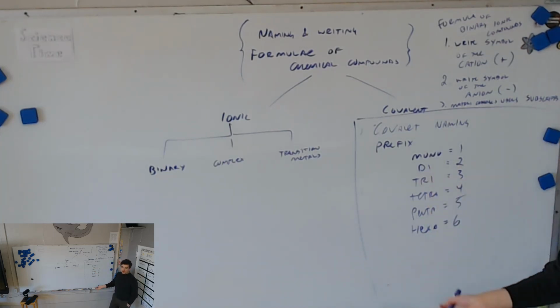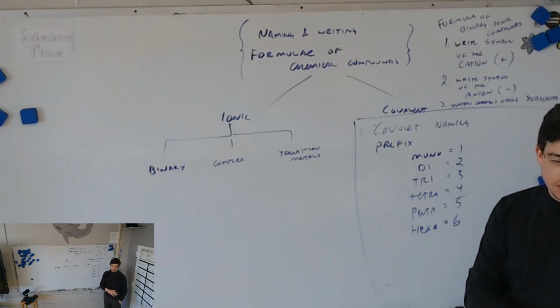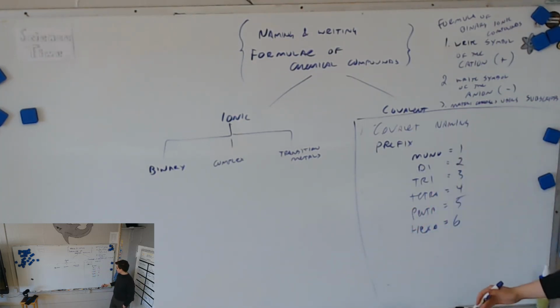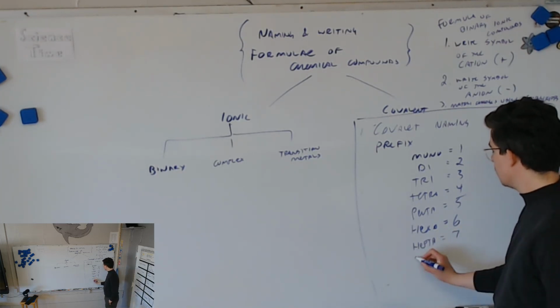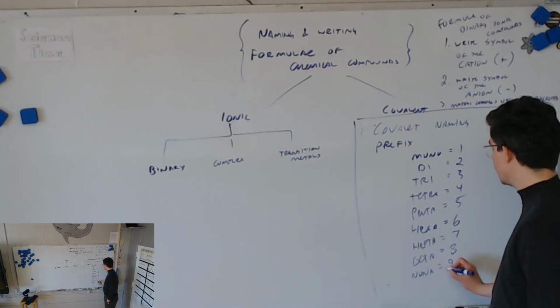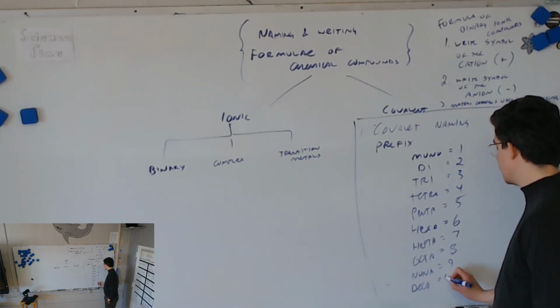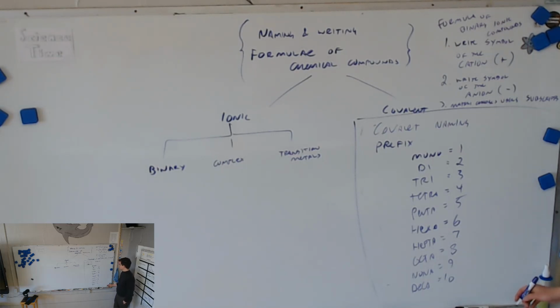Bi is the Latin prefix for two. Di is the Greek prefix for two, and these are all Greek prefixes. Anyway, hexa, hepta is seven, octa, we've heard that before, is eight, nona is nine, and deca is 10. And it rarely ever goes higher than 10.